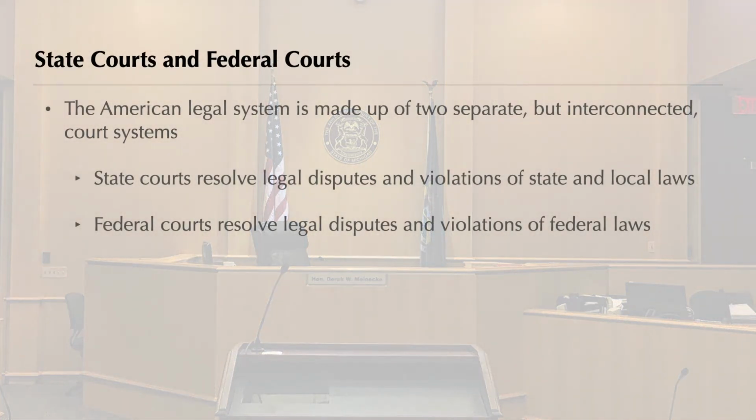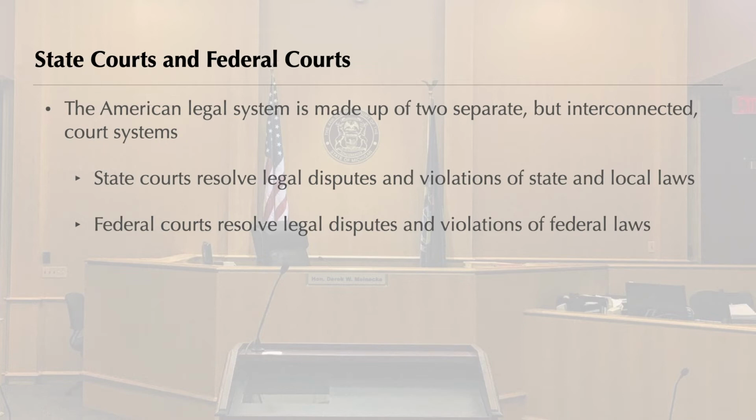Our legal system is made up of two separate but interconnected court systems, those of the states and that of the federal government. Although decisions that establish the broadest precedents are made in the highest federal courts, most legal cases begin in a lower court, often at the level of state government. To understand the federal court system, it helps to know about the state court system.